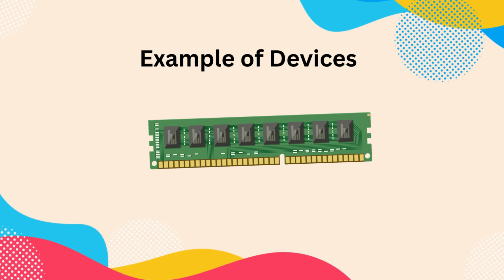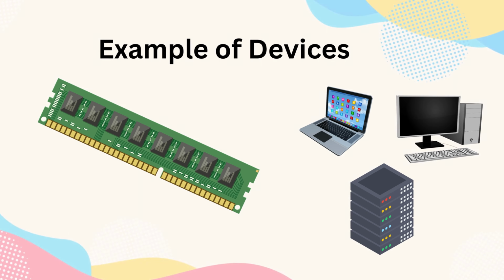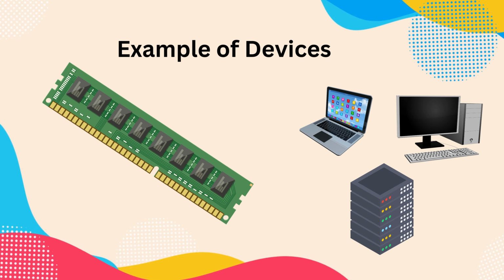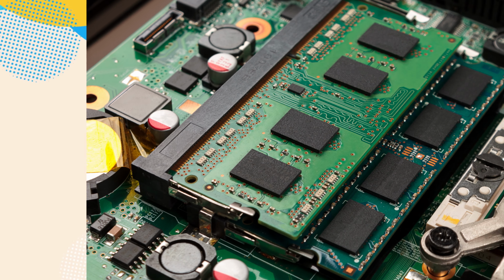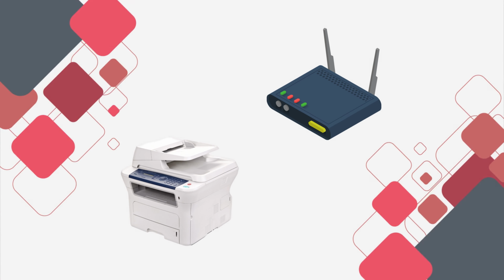Examples of devices that use RAM. RAM is used in all types of computers, from laptops and desktops to servers and smartphones. It's also used in other electronic devices, such as printers and routers.